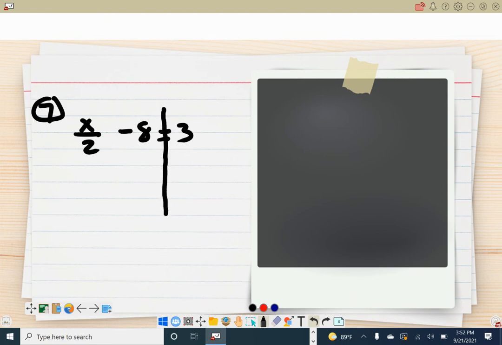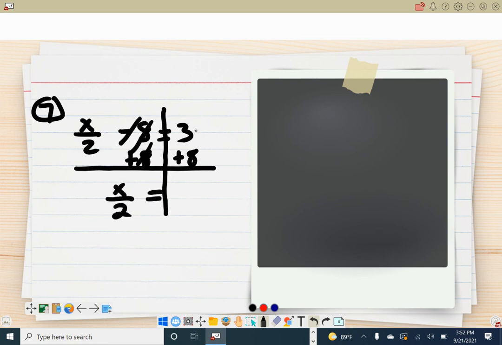Okay. X divided by 2 minus 8 equals 3. So I got to add 8 to both sides. That's canceled. And I'm bringing down my x divided by 2. And 3 plus 8 gives me 11, times 2 on both sides. That's canceled. X is equal to 22.